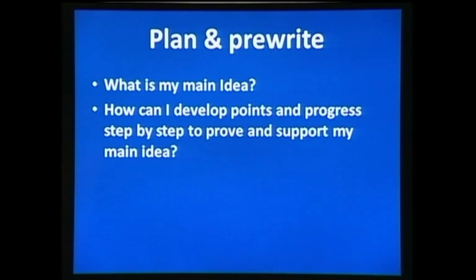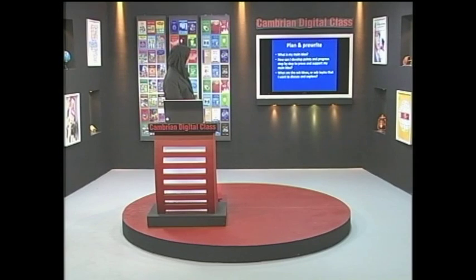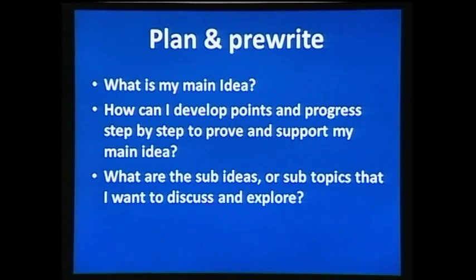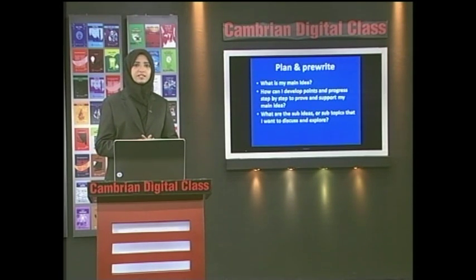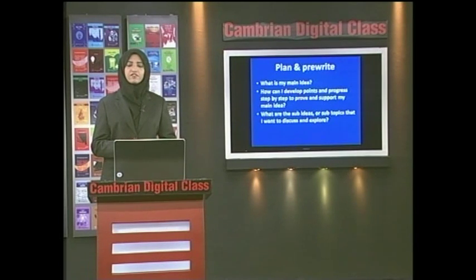How can I develop points and progress step by step to prove and support my main idea? After you have decided on your main idea, how are you going to progress it? Have you used transition words? Is it coherent enough? Is there a good flow? Then, what are the sub-ideas or subtopics that I want to discuss and explore? Are there any sub-ideas after your main ideas? Have you given enough ideas to your readers? Have you given them something to think about? And have you discussed it well? Have you explored through your discussion?